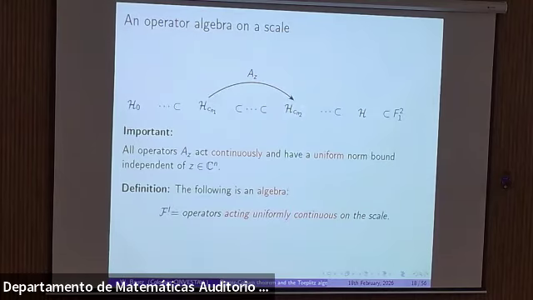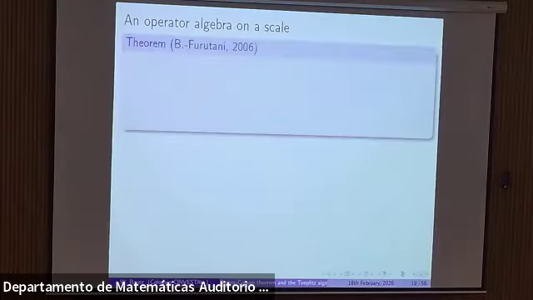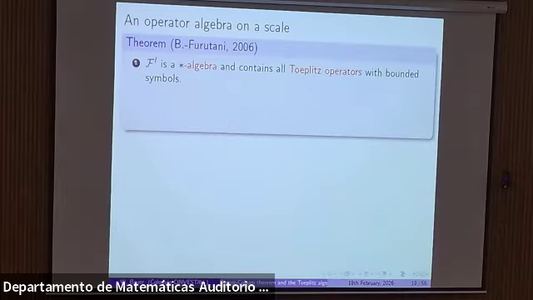So what is clear is that this type of operators forms an algebra. If you have an operator which acts on that scale, and you have another one, and you multiply them, the product still acts on the scale, and it still acts uniformly on the scale. And what one can show is that these operators, which act on the scale uniformly, contain all Toeplitz operators with bounded symbols. So they have this property, they act uniformly on the scale, and it's important that the symbol is bounded. And it's not only an algebra, it's also a star algebra. And the star is the star which comes from the Hilbert space adjoint on the Hilbert space F^2.